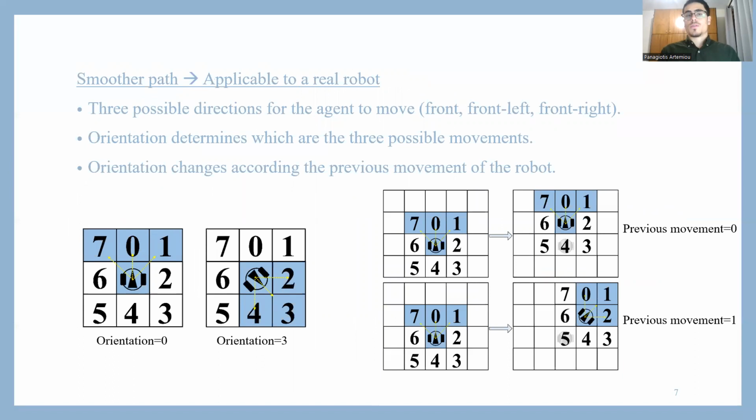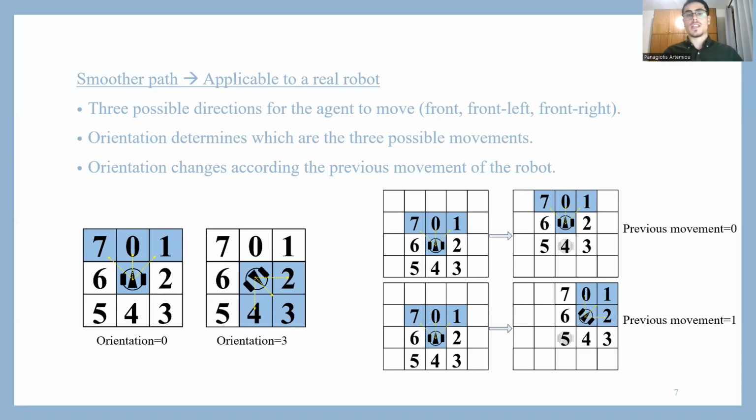So at the beginning, we thought of letting the robot be free and unrestricted to move, but we saw that the motion was too sharp and made it difficult to apply that idea to a real robot. We then restricted the movements to front, front left, and front right, and we introduced a variable which we called orientation, that is what determines the 3 possible movements. As you see on the left-hand side, if the orientation is 0, the 3 possible movements are 7, 0, and 1. And if, for example, it is 3, the 3 possible movements are 2, 3, and 4.